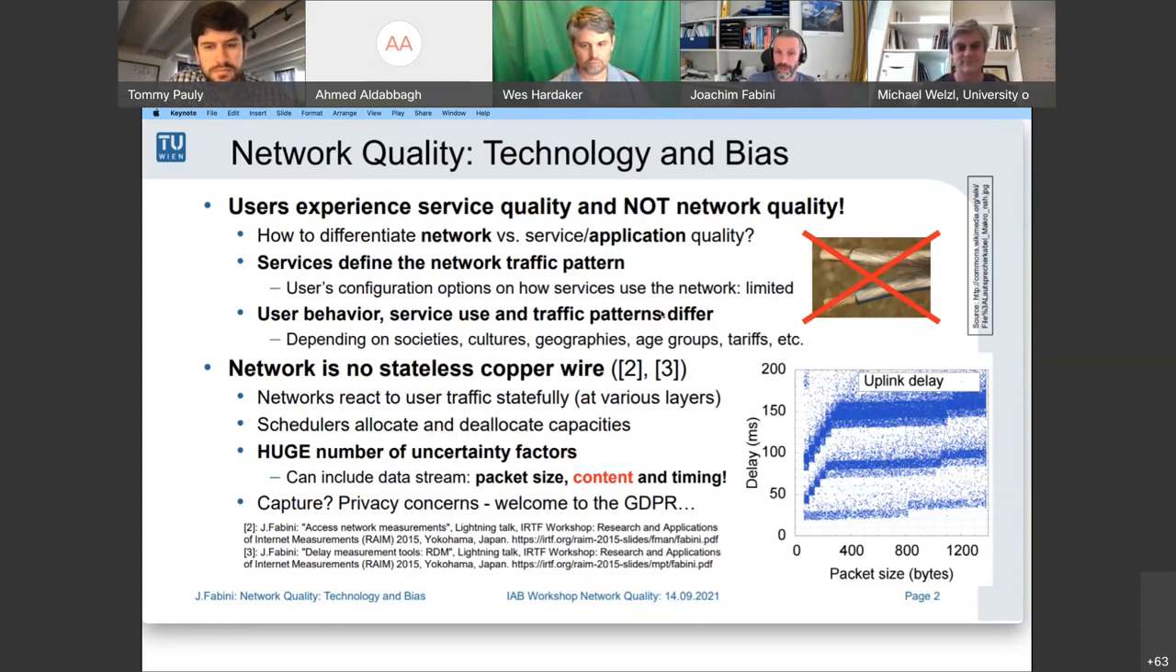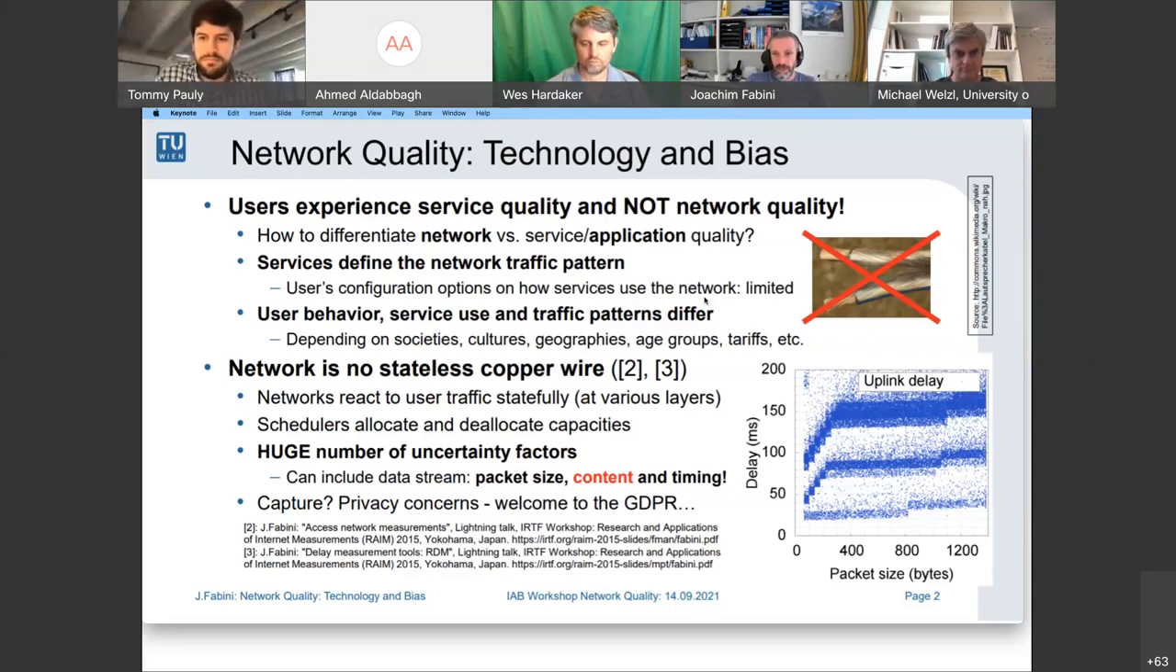Why is this important? Networks today are no stateless copper wires. And unfortunately, many quality of experience models, quality of service models today, rely on networks being stateless copper wires with a linear behavior. Networks react statefully to user traffic at various layers, starting with the physical and transport layer, et cetera. Schedulers allocate and deallocate capacities. And we have a huge number of uncertainty factors that go even down to content and compressibility of packets. If we go to capture, we have privacy concerns, so GDPR, et cetera.